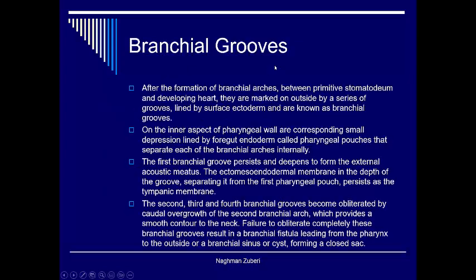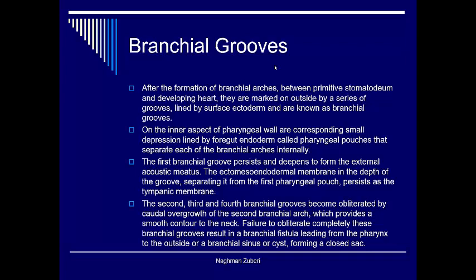After the formation of branchial arches between primitive stomatodeum and developing heart, they are marked on the outside by a series of grooves lined by surface ectoderm and are known as branchial grooves. On the inner aspect of the pharyngeal wall are corresponding small depressions lined by foregut endoderm called pharyngeal pouches that separate each of the branchial arches internally.